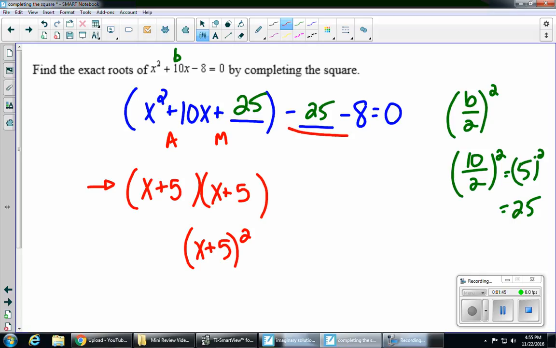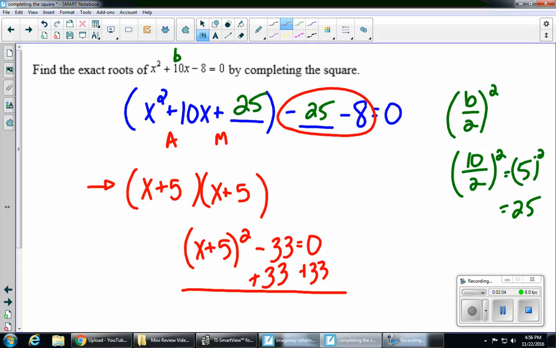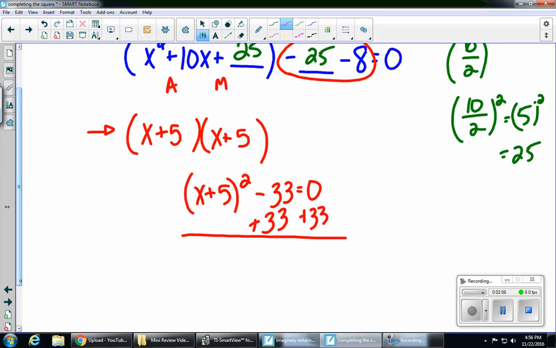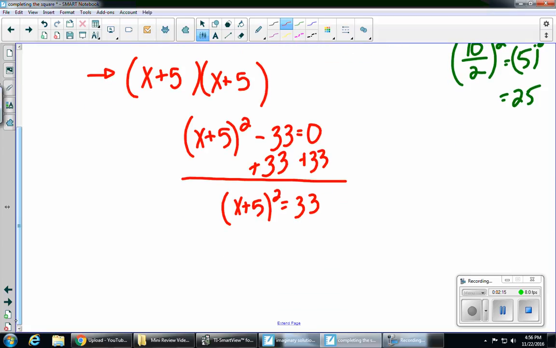And then my last step is going to be to combine these two pieces. Minus 25 minus 8, so I get minus 33 equals 0. And now I've completed the square, so now I just need to finish solving. So I'm going to add 33 to both sides, and I get x plus 5 squared equals 33.